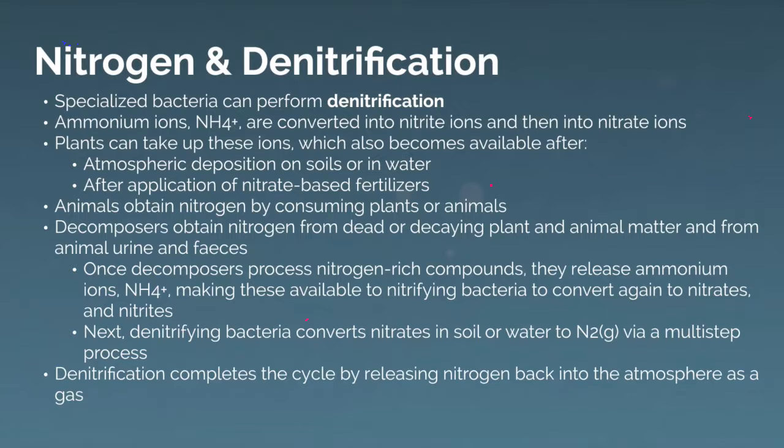Animals obtain the nitrogen they need by consuming plants or other animals. Decomposers obtain nitrogen from dead or decaying plant and animal matter, and from animal urine and feces. Once decomposers process nitrogen-rich compounds, they release ammonium ions, making these available to nitrifying bacteria to convert again to nitrites and nitrates. Next, denitrifying bacteria convert nitrates in soil or water to nitrogen gas via a multi-step process. Denitrification thereby completes the cycle by releasing nitrogen back into the atmosphere as a gas.